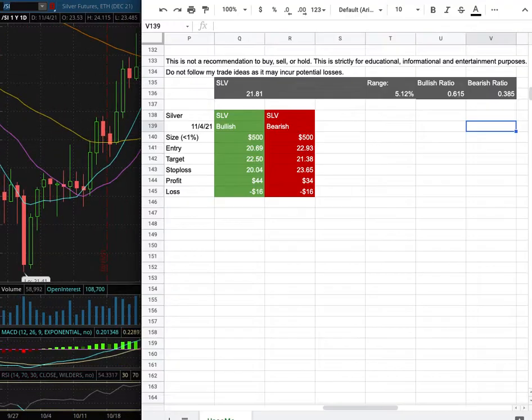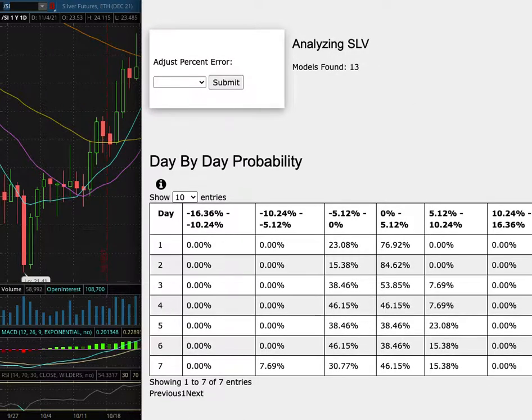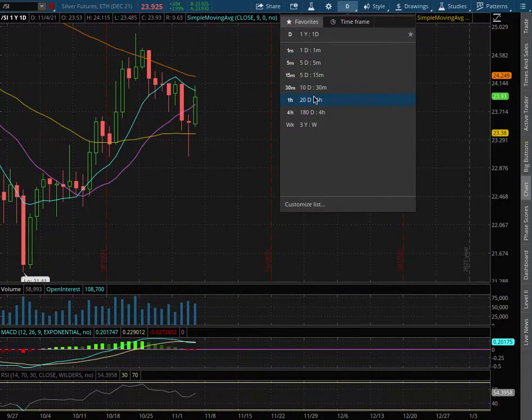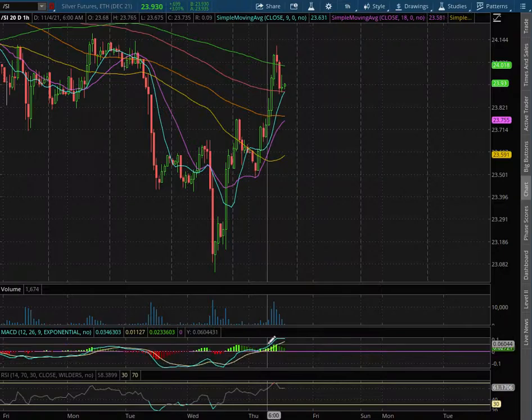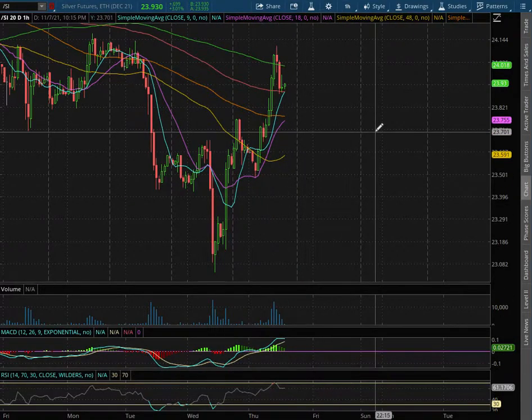Silver futures. In this video, I'll be going over my trade idea of the week and the day-by-day probability model. So let's start off with the technical analysis on the 100 chart. We are in positive MACD. We're off of overbought levels with the RSI.